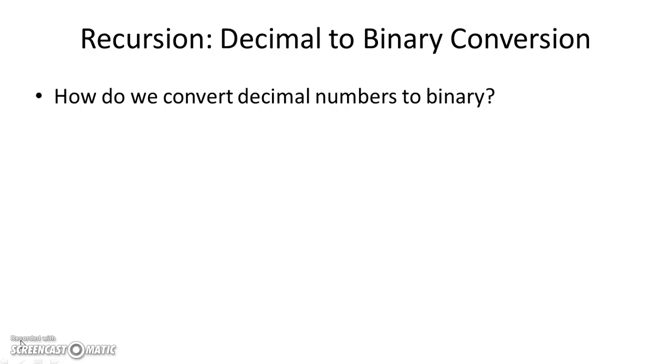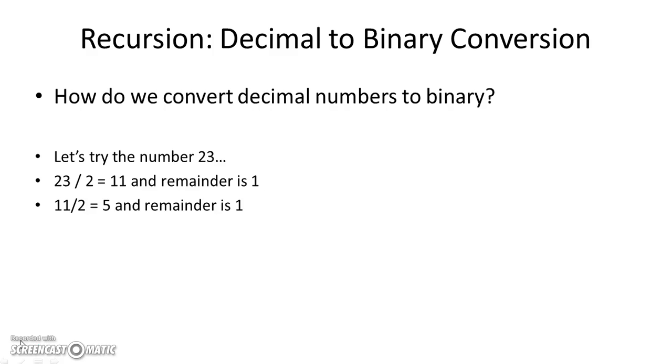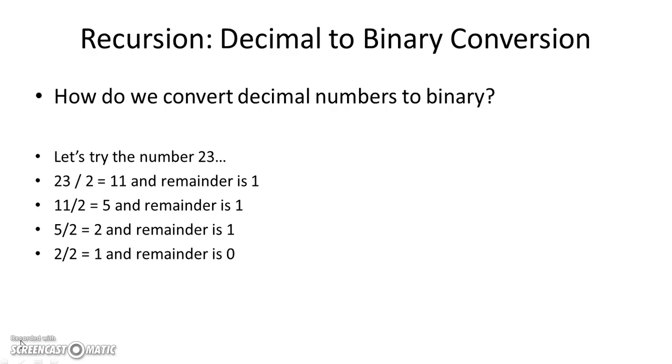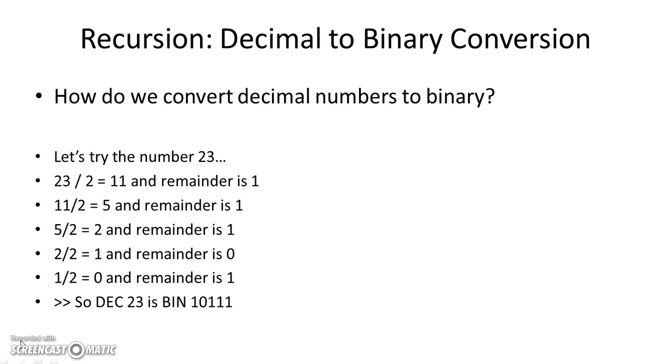How do we convert decimal numbers into binary? Well, if we have the number 23, we keep dividing it by 2 and look at the remainder. 23 divided by 2 is 11, remainder 1. 11 divided by 2 is 5, remainder 1. 5 divided by 2 is 2, remainder 1. 2 divided by 2 is 1, remainder 0. 1 divided by 2 is 0, remainder 1. So the decimal 23, if we read those remainders up, is 10111.